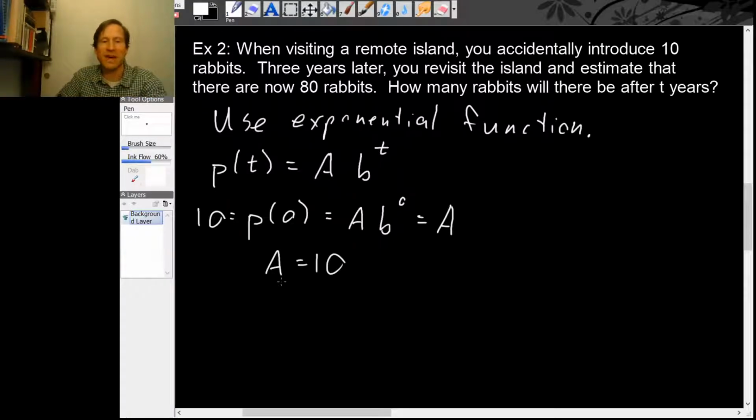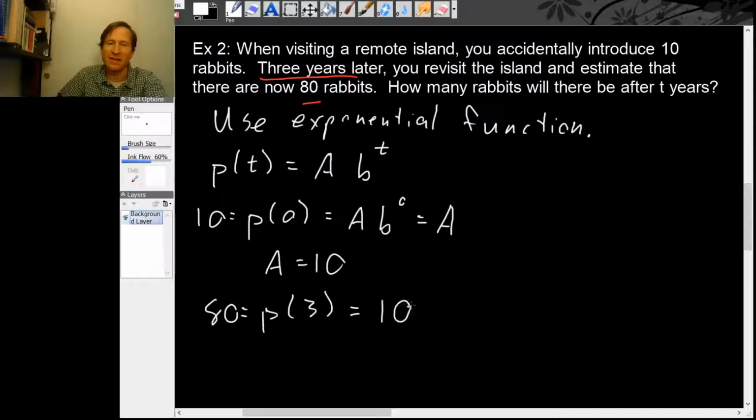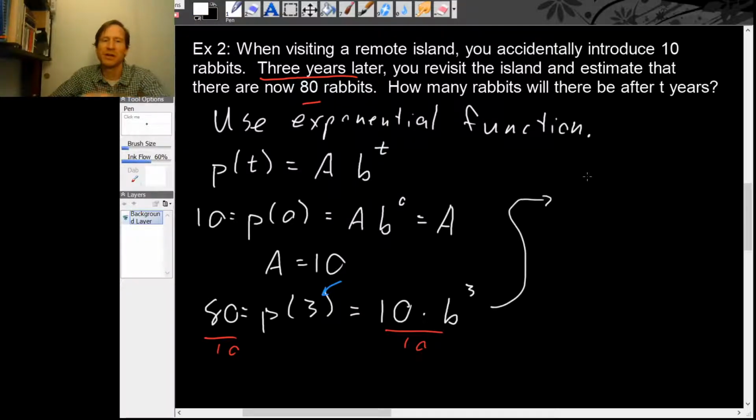The other data point that we have, it's 3 years later, and it's 80 rabbits. So this is going to be p of 3, and that's 80. And that should be a, but we know that a is 10 times b to the t, but t is 3, because we're plugging in 3 right here. Now we can solve this for b. So start out by dividing both sides by 10. We get 8 equals b cubed.